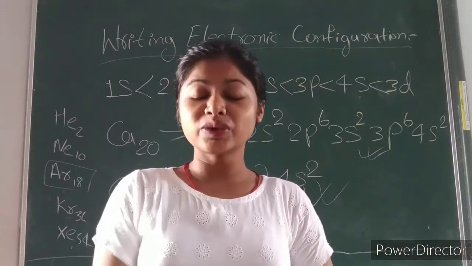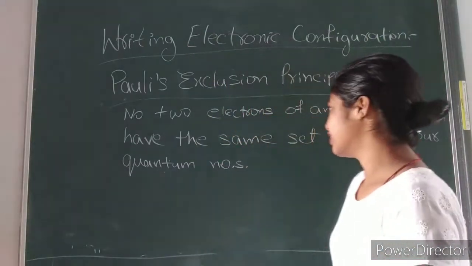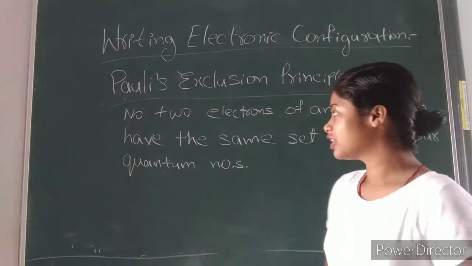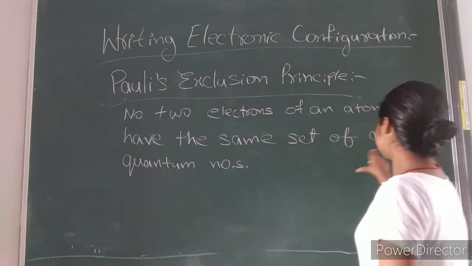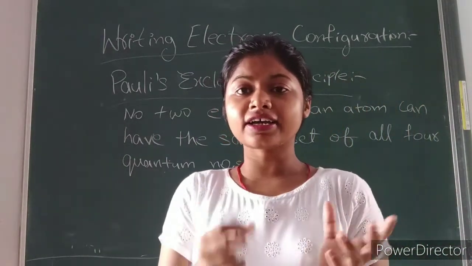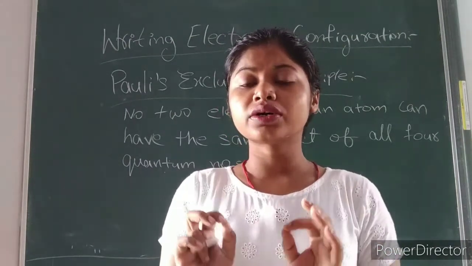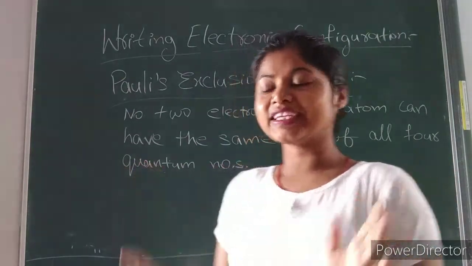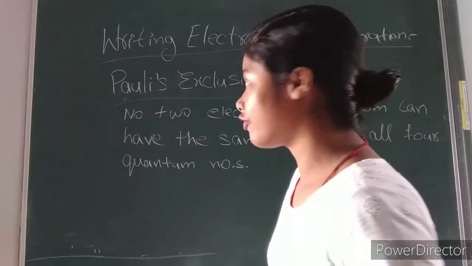Now let's look into Pauli's exclusion principle. It says that no two electrons of an atom can have the same set of all four quantum numbers. That means even if you take electrons of the same atom, they will not have equal sets of quantum numbers. Let me take one example, the first suborbit.